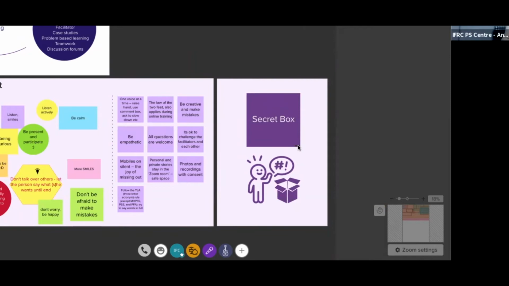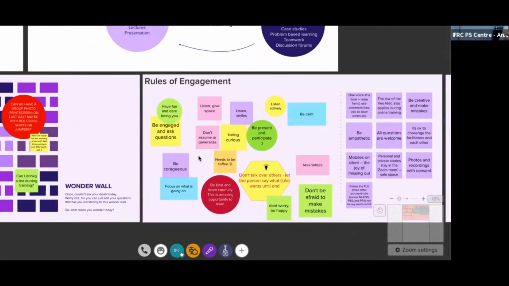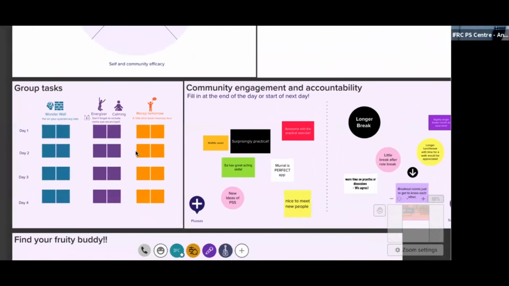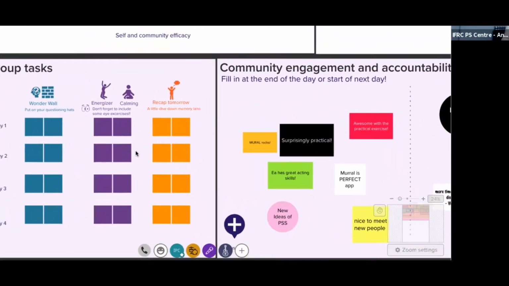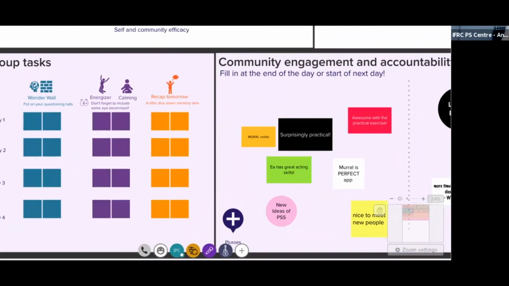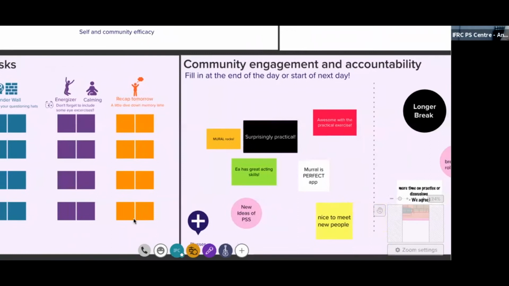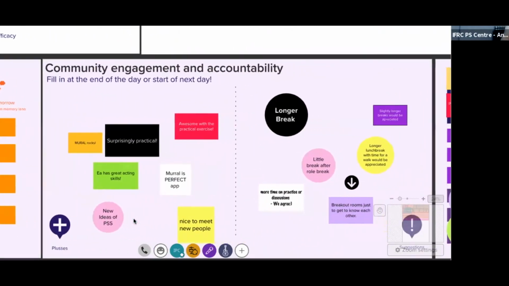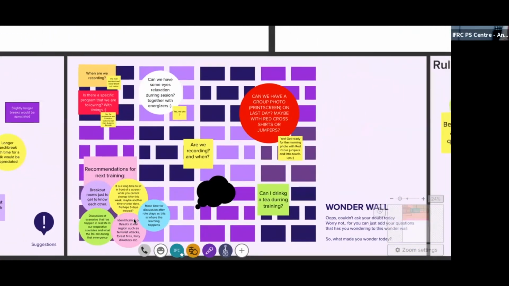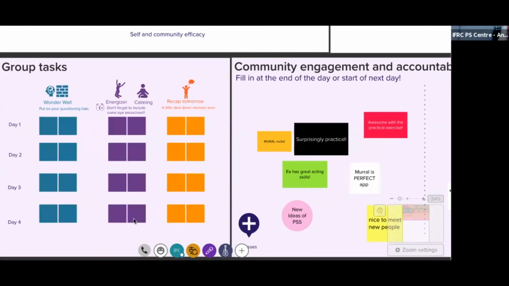I'm not sure if that's part of this Mural board, but it's the roles that we gave people that we normally do in the training as well. Yes, the group tasks, exactly. Some of this was easier to do than others because we do this live in the training as well. This is Ea's creation most of all, the Wonder Wall, where we ask people to write down ideas about things that they would like to engage.